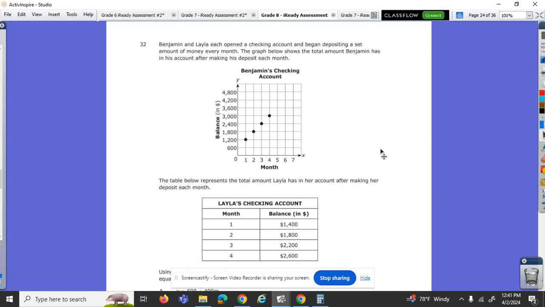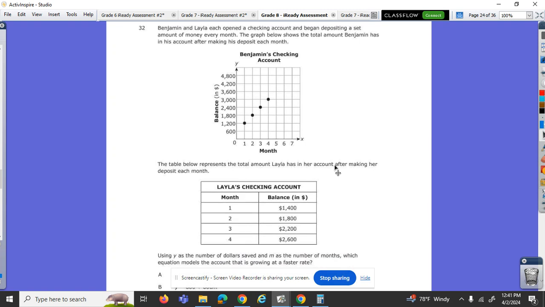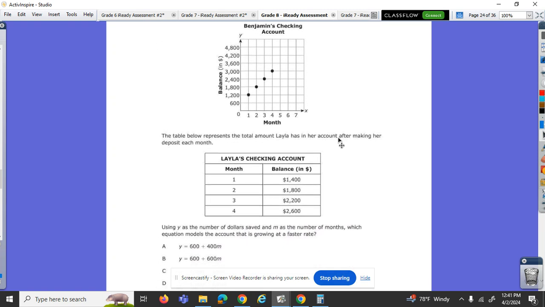Benjamin and Layla each opened a checking account and began depositing a set amount of money every month. The graph below shows the total amount Benjamin has in his account after making his deposit each month. There's a lot to this question, so I'm going to scroll up so we can take a look at all the different pieces. Benjamin is a graph, and the table below represents the total amount Layla has in her account after making her deposit each month. So Layla's is the table.